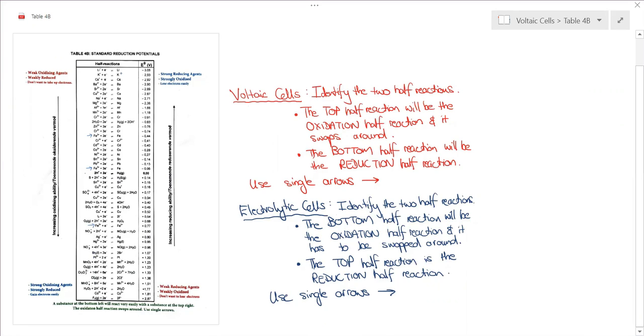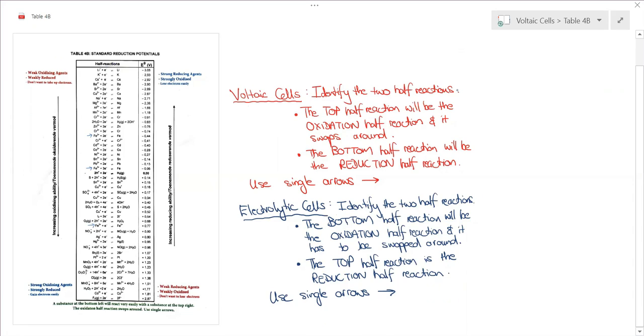So for example, if lithium has to be oxidized, lithium is reacting to be oxidized. Lithium needs to be on the left-hand side, so we will swap this reaction around. Every time a half reaction is used as an oxidation half reaction, you need to swap the reaction around. Whatever is on the right-hand side goes to the left, and whatever is on the left-hand side will go to the right-hand side.